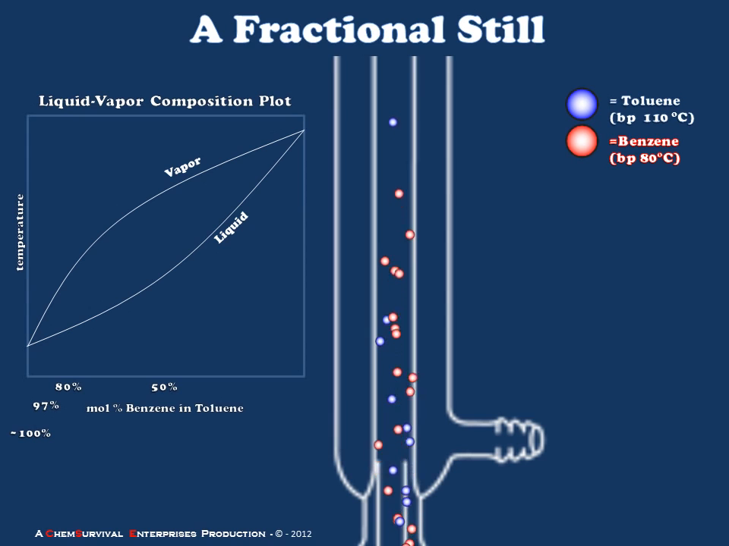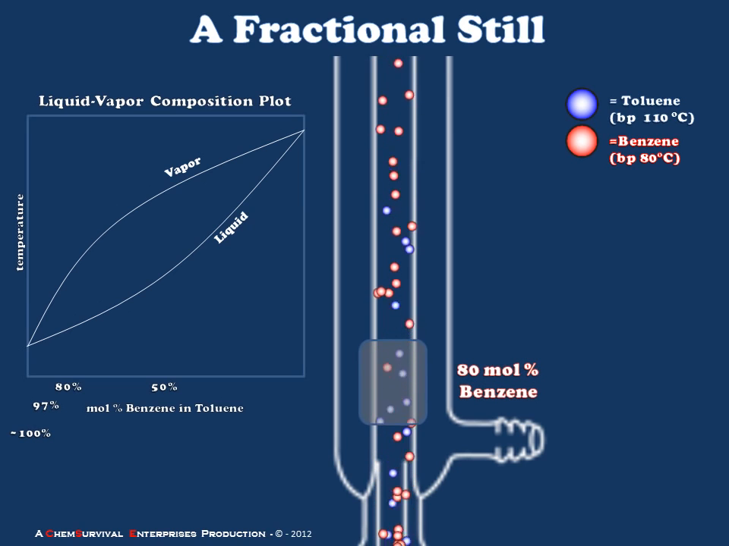And what you notice is going on here is that the toluene molecules, due to their lower volatility, are more likely to condense and fall back into the boiling flask, whereas the more volatile benzene molecules have a much greater tendency to traverse the entire length of the fractionating column, reaching the top. This is accomplished based on multiple rounds of vaporization and condensation as the mixture moves through the column.